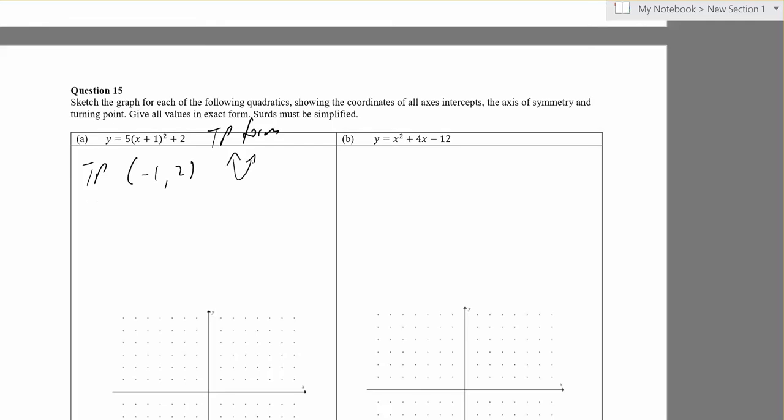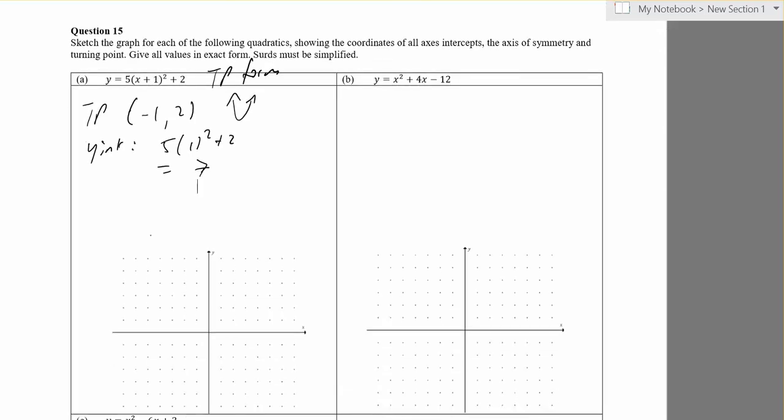My shape is a smiley face. My y-intercept, I sub in x equals 0, so 5, 1 squared plus 2. 5 plus 2 is 7. Okay, great. And my x-intercepts. Now, before I even go checking x-intercepts, I need to be smart here. So my turning point's at -1, 2, and my y-intercept's at 7. So I'm just going to put 7. Maybe I put, okay, you got to make it proportional. So if I put -1, 2 here, y 7 would make sense because it's somewhere over here.